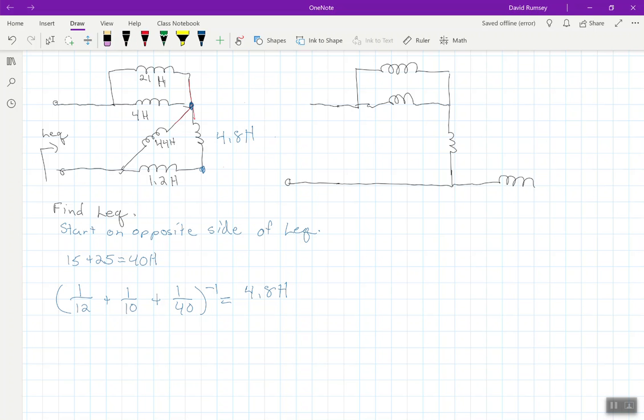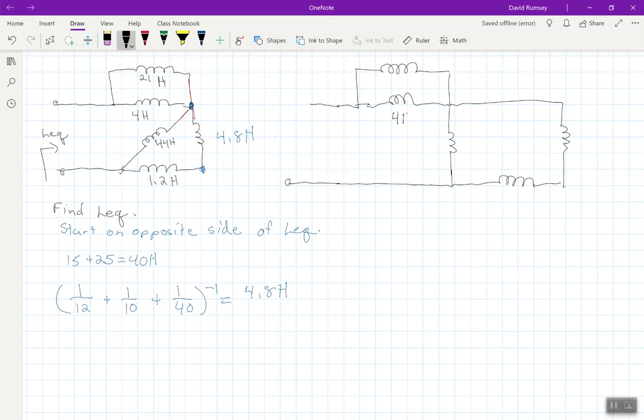That's terrible. For some reason, my hands never want to draw inductors very well. I don't know why, but I've never been able to draw inductors very well. All right, so let's label this again here.